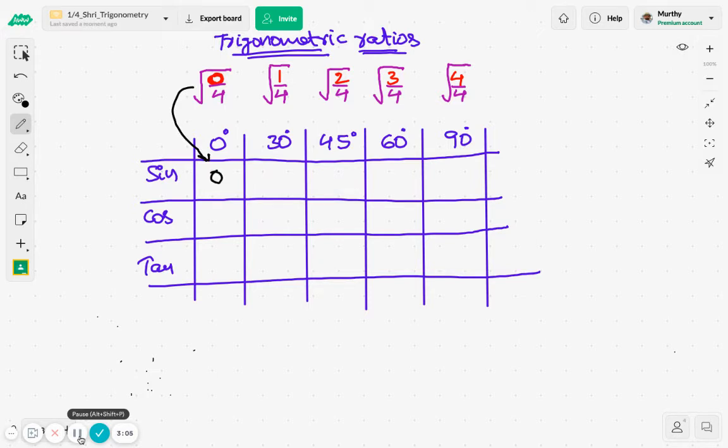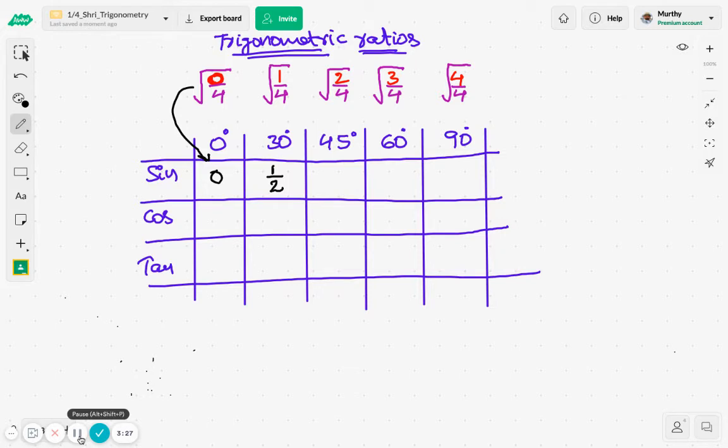Next, 1 over 4. Can I write the given fraction in the lowest terms? 1 over 4 itself is already in the lowest terms. So then what is the square root of 1 over 4? Square root 1 is just 1. Square root 4 is 2.